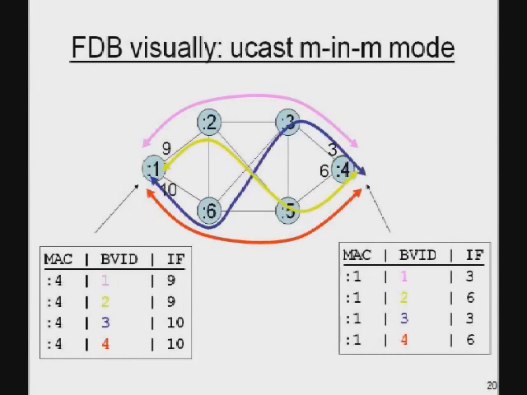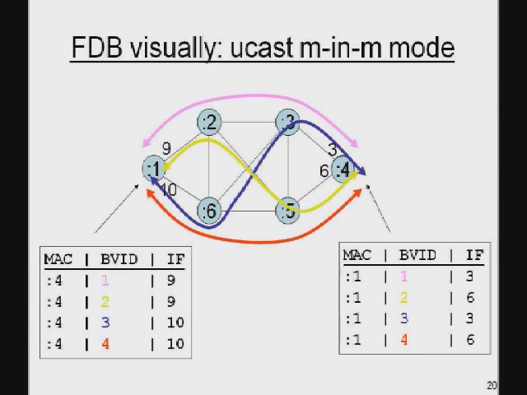Here's a picture to make this a little more concrete. Here we have 6 nodes. I've just shown the last nibble of the MAC address, and between node 1 and node 4, there are actually 4 equal cost paths, the pink one, the yellow one, the blue one, and the red one. And I've just shown a little portion of 2 of the forwarding tables here. The leftmost node 1 has 4 entries for the MAC on the right, 4, and you can see the different B-VIDs that have been used, 1, 2, 3, and 4, going to the appropriate outgoing interfaces, in this case 9 and 9 and 10 and 10.